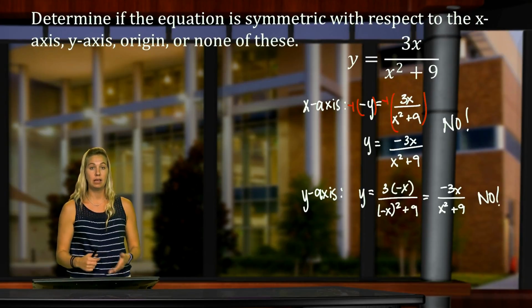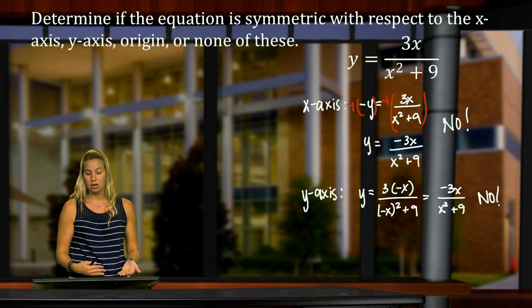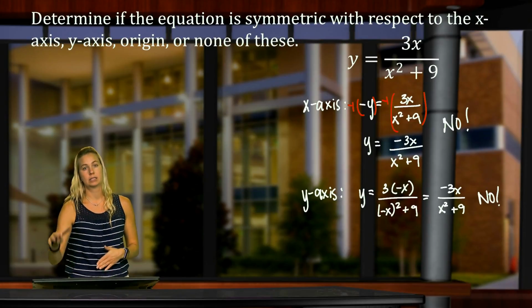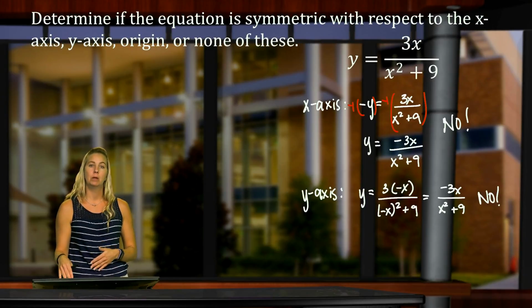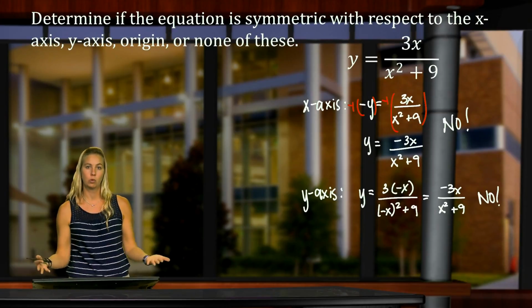So now we have to test for symmetry with respect to the origin. Had we tested yes for both the x and the y-axis, then we automatically know that it's symmetric with respect to the origin. But in this case, since we don't know about symmetry with respect to x or y, we do need to test for the origin.